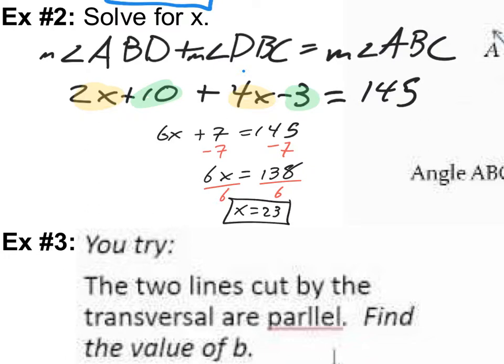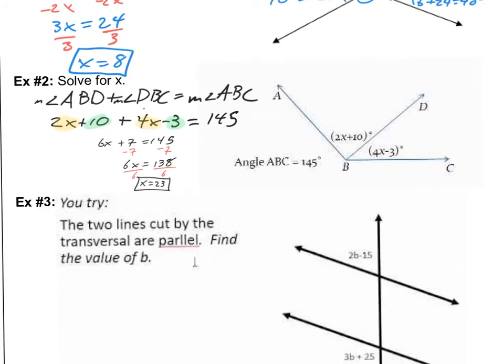Boom. There you go. X equals 23. And if I wanted to, I could plug that 23 back in and figure out each of these angle measures, right? I know the problem doesn't ask that, but some of them will. So 2 times 23 is 46. 46 plus 10 is 56 degrees. This one is going to be 4 times 23 minus 3. Let's see, 4 times 23, that's going to be 80. 4 times 3 is 12, so that's 92 minus 3, which is 89 degrees.